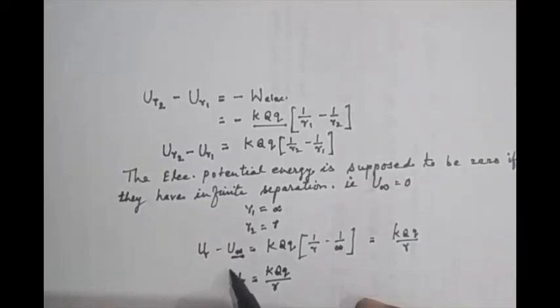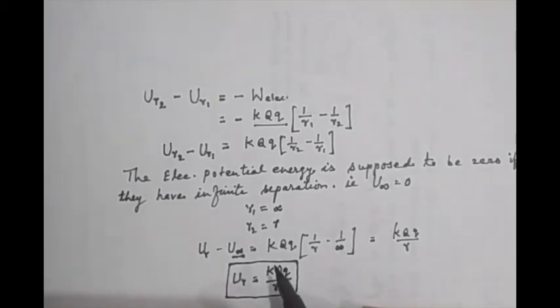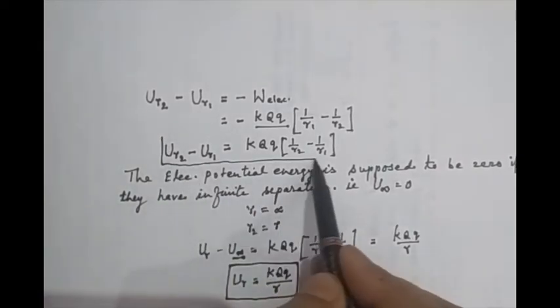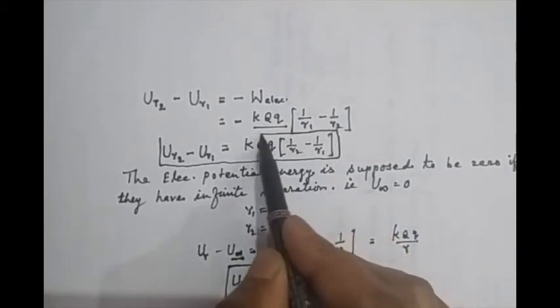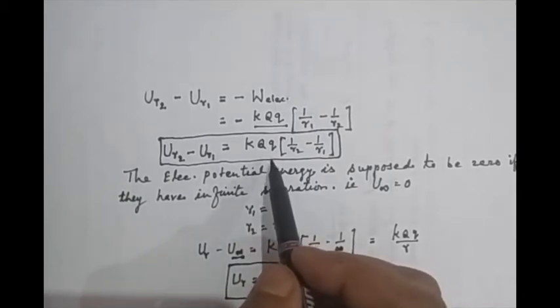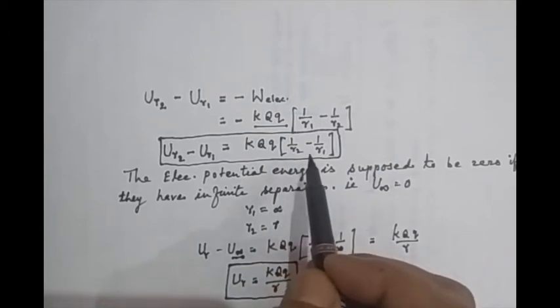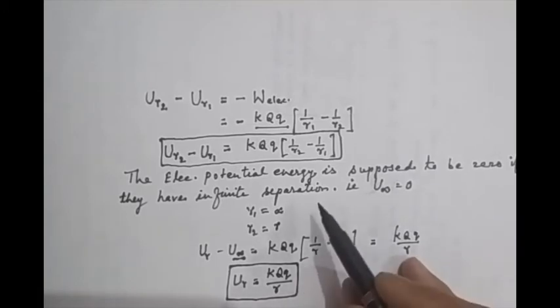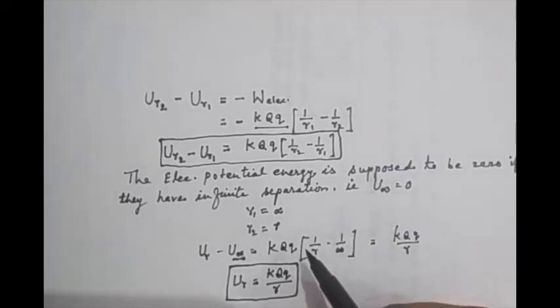So we have obtained two formulas. This is the formula of electric potential energy of two charged particles, and this is the formula of change in electric potential energy when the separation changes from R1 to R2. Please note, when we use these formulas, the sign of charge must be taken.